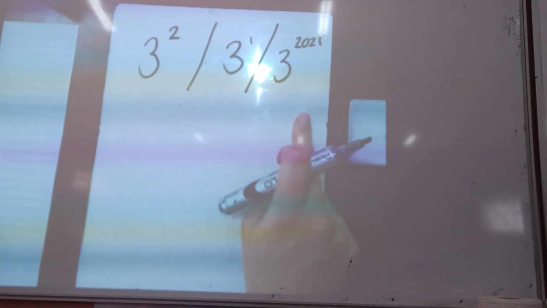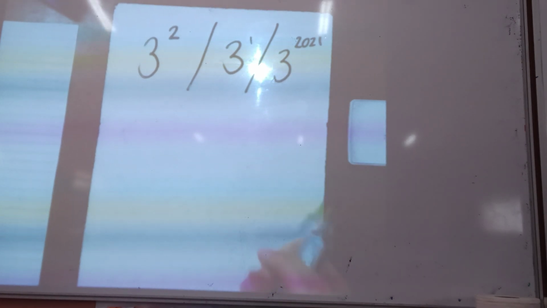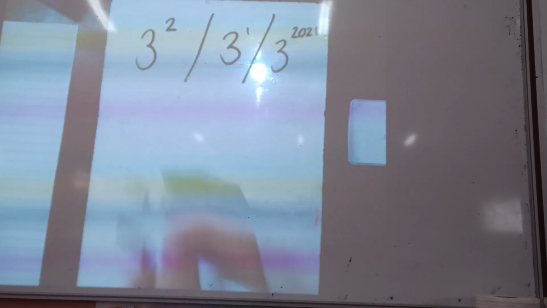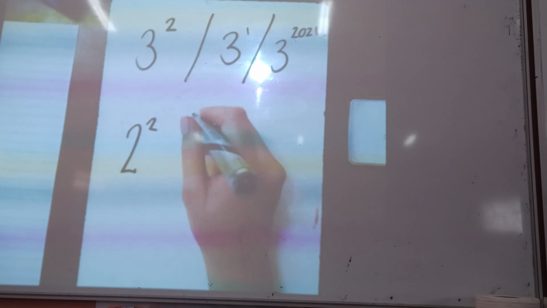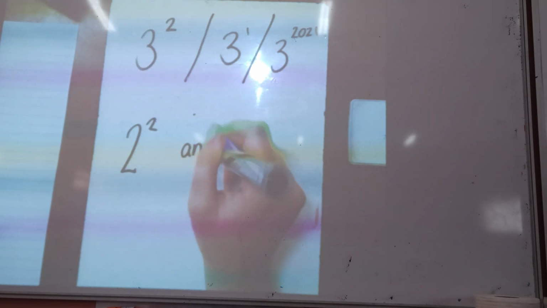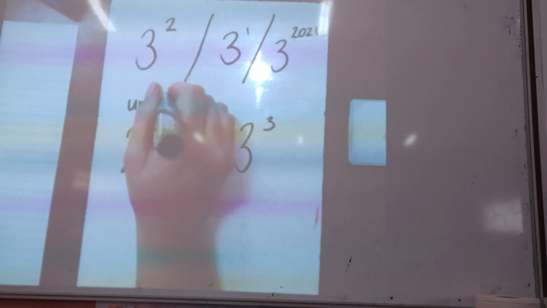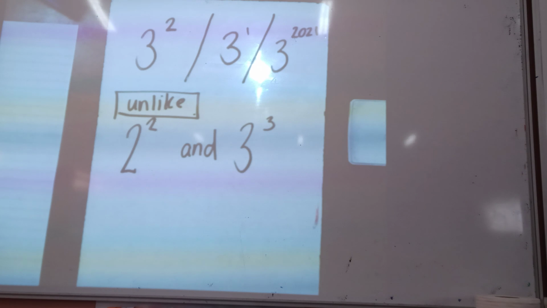These can all interact with each other. Where do kids go wrong? I'll show you where they go wrong. Okay? Unlike bases would be something like this: 2 squared and 3 cubed. So these are unlike. Can I do anything with these? No. Unless I physically worked them out and got rid of the exponent.